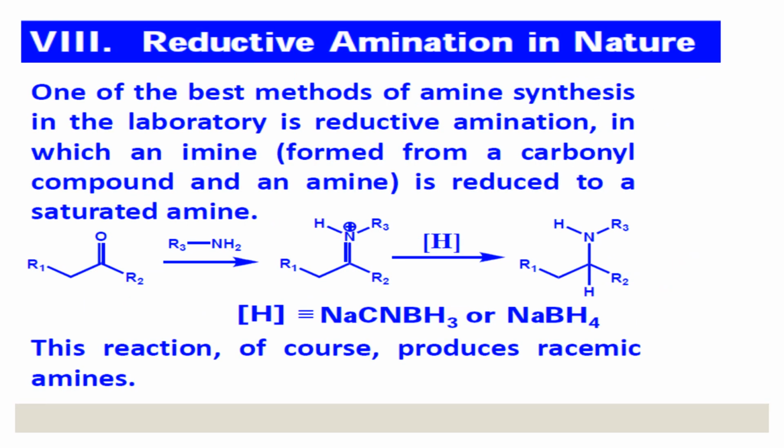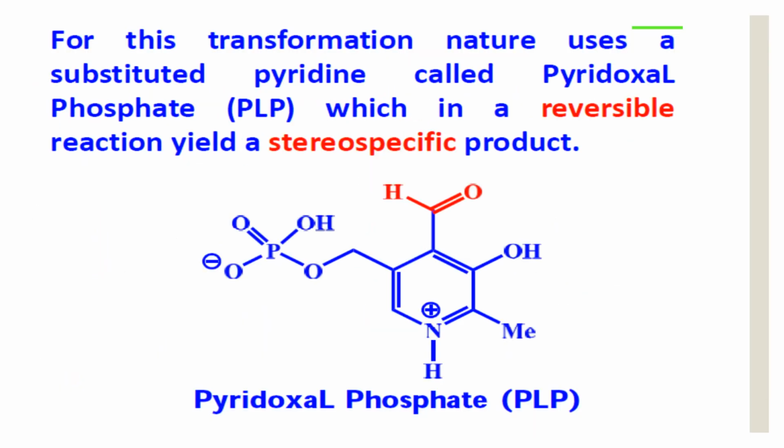The other one is reductive amination. In nature, and as one of the best methods of amine synthesis in the laboratory, reductive amination is one in which an imine formed from a carbonyl compound and an amine is reduced to the saturated amine. Here also we have to use different reducing agents like sodium cyanoborohydride, and sodium borohydride can also be used. This reaction of course produces what? Racemic amines. Racemic amine means a mixture of 15R and 15S; this is known as a racemic amine.